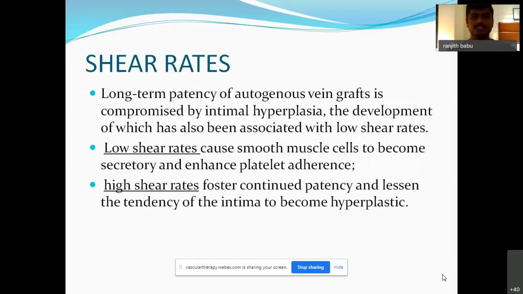Next, I will move to the shear rate. The long-term patency of the autogenous vein graft is compromised by intimal hyperplasia, the development of which has been associated with low shear stress. The low shear rate causes the smooth muscle cells to become secretory and enhances platelet aggregation and increases the intimal hyperplasia formation. And higher shear rates foster the continued patency and lessen the tendency of the intima to become hyperplastic.